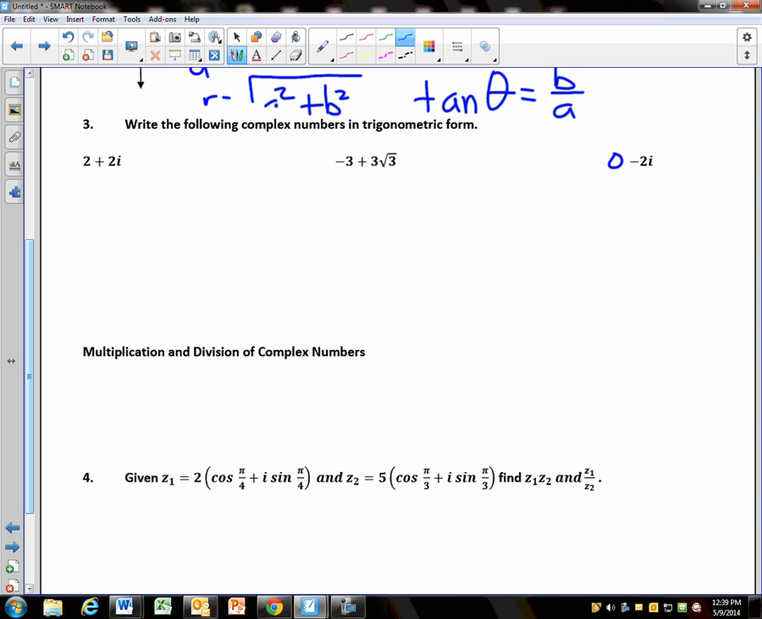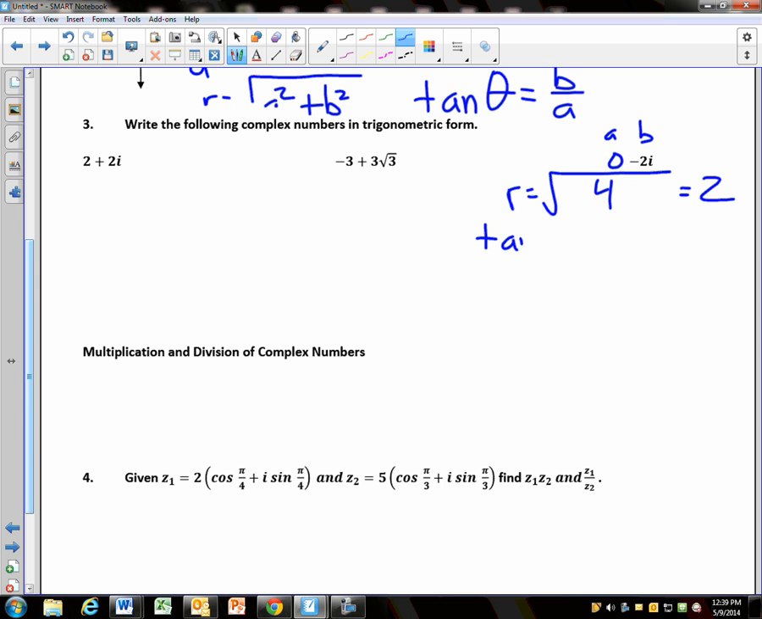Negative 2i. So I have a 0 in front of there. So it's like 0 minus 2i. So what's my a value? And b is negative 2. So r is equal to the square root of, what's a squared? 0 plus b squared? 4. So square root of 4 is 2. So my r value is 2.